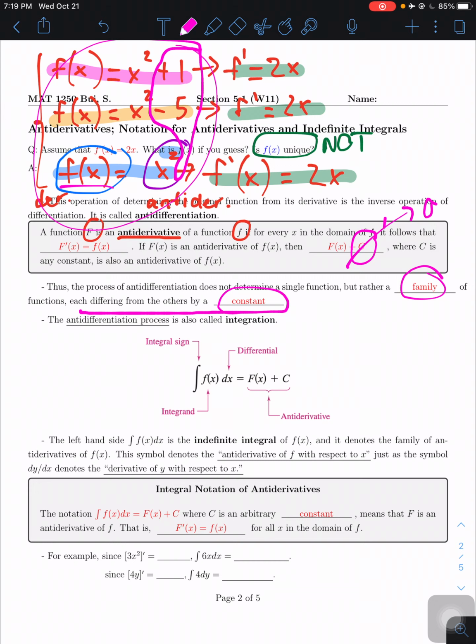Okay, now the anti-differentiation process is called integration, right? Because anti-differentiation is long, that's why we usually go by integral or integration. Okay, so how to do it? Well, an integral always has 3 parts. We have the integral sign, we have the function or the integrand, and lastly we have the differential.